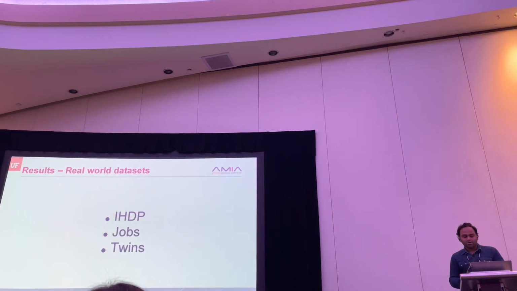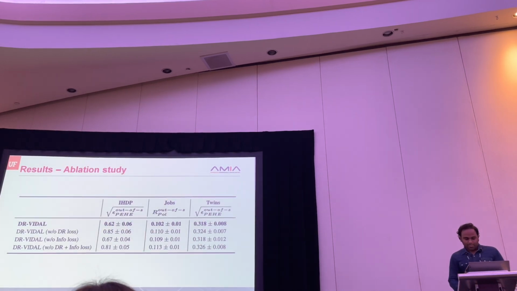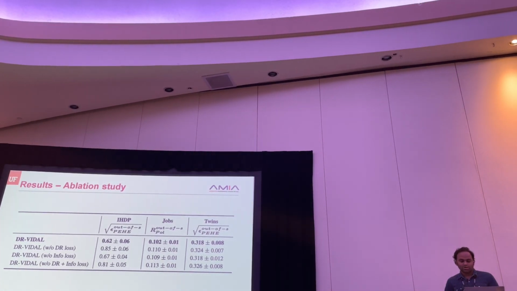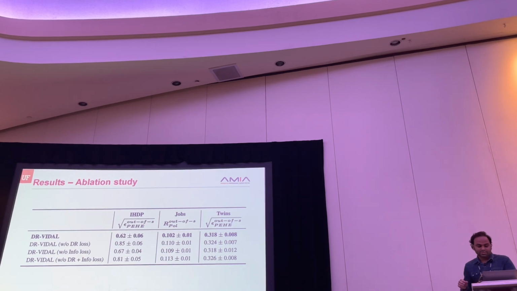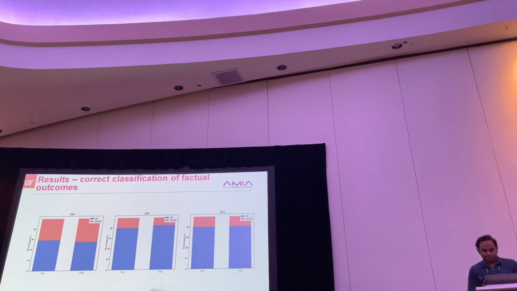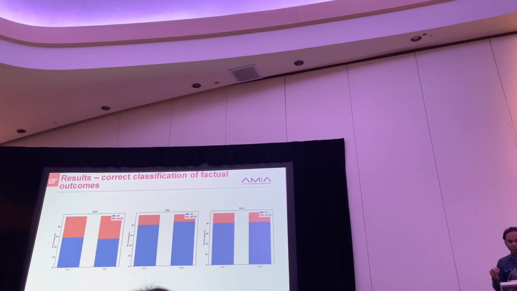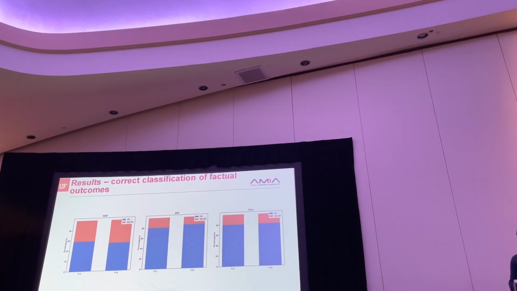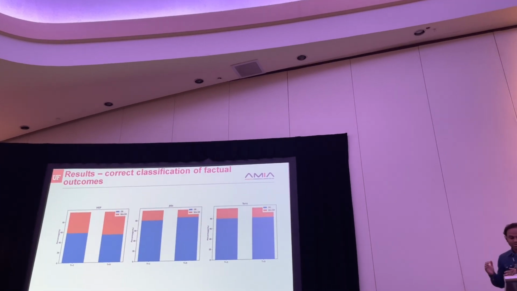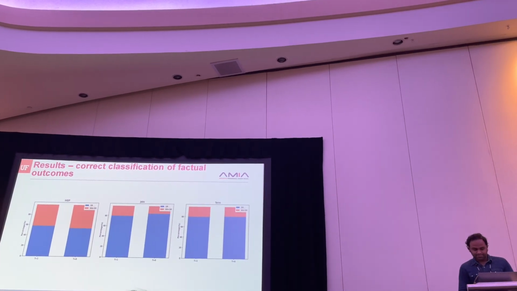Finally, for the real-world data, we used IHDP, Jobs and Twins datasets for evaluation. We performed an ablation study and checked that Dr. VIDAL with the doubly robustness loss performs the best in terms of the important metrics for all the three datasets. We also tried to estimate the marginalized factual outcomes for t equals 0 and t equals 1. In all the datasets, we can see that Dr. VIDAL with the doubly robustness loss performs better than its non-doubly robust variants.